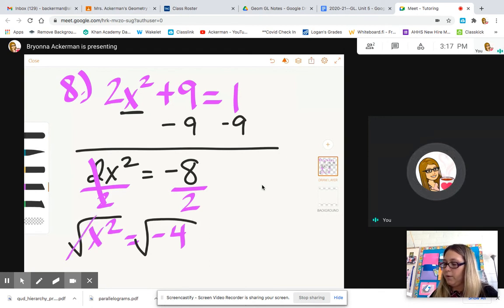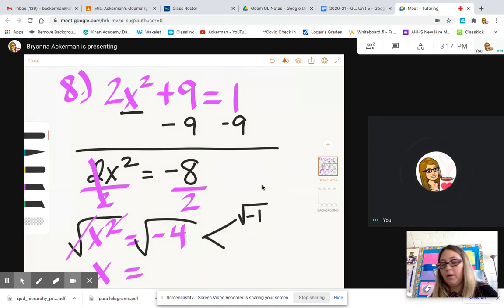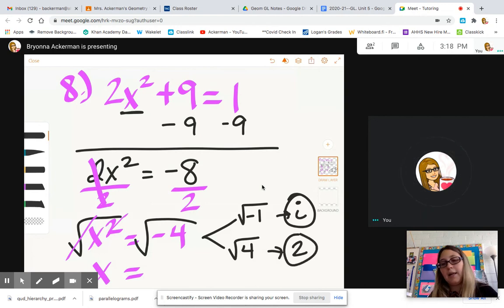The square root and the squared cancel each other out, and we're left with x on this side. And over here, we have a negative again. So we should be thinking, okay, I need to take out the square root of negative 1, and I also still have that 4. The square root of negative 1 is i, and in this case, the square root of 4 is perfect, and that's 2. Then I put those two together, and I'm left with 2i as my final answer.